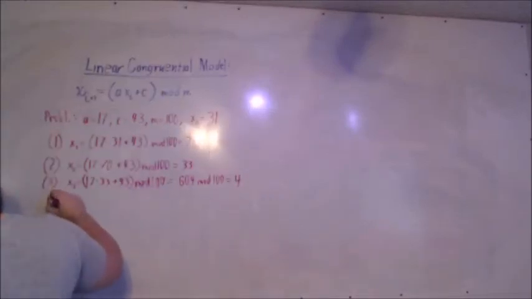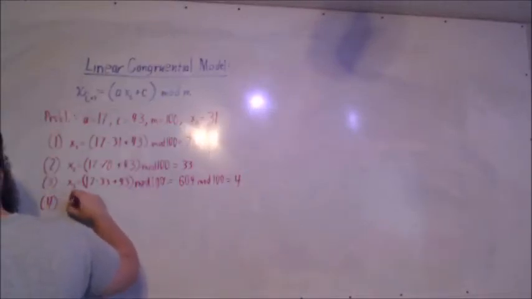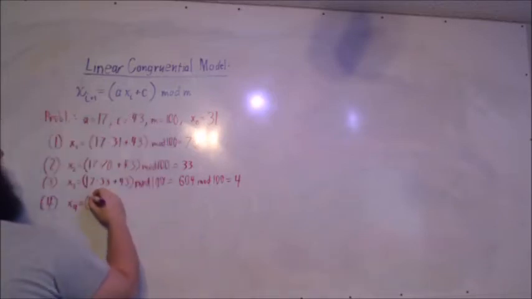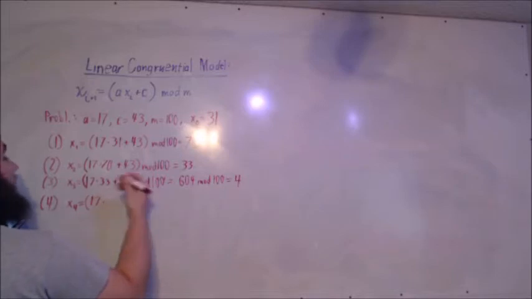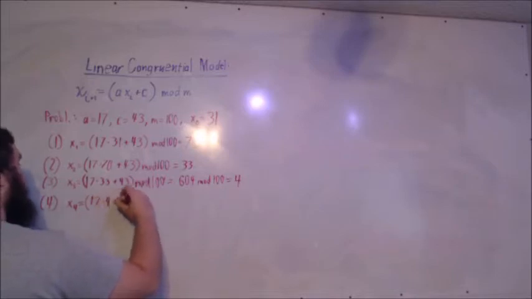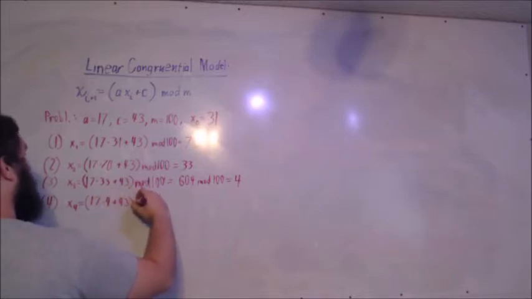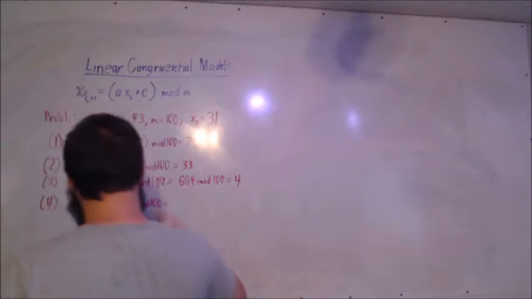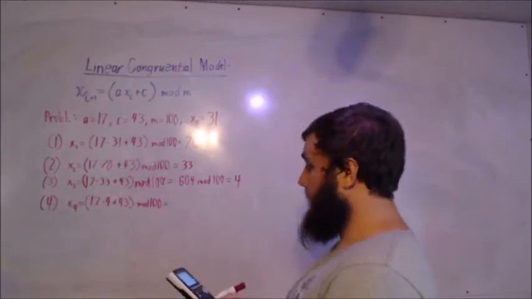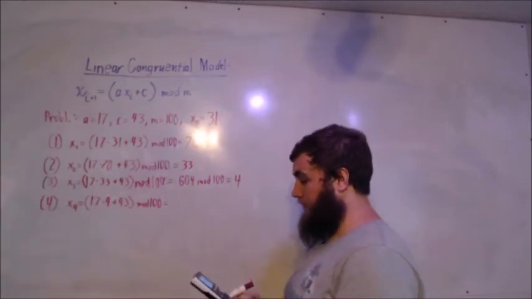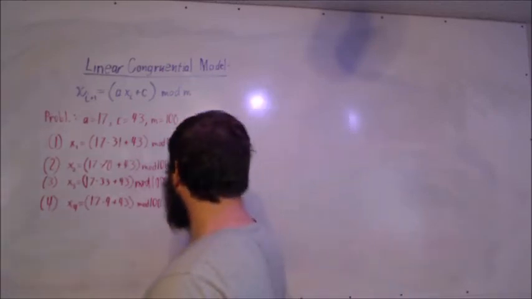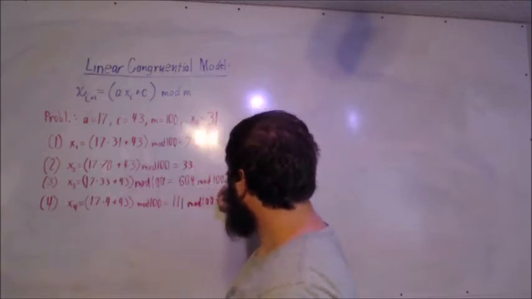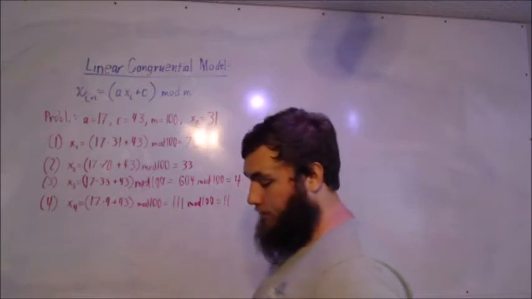We'll do one more. So x sub 4. Once again, it's going to be 17 times now 4 plus 43, mod 100. So what's that going to be? Well, let's check it out. 17 times 4 plus 43 is going to be 111, mod 100, which is the same thing as 11.